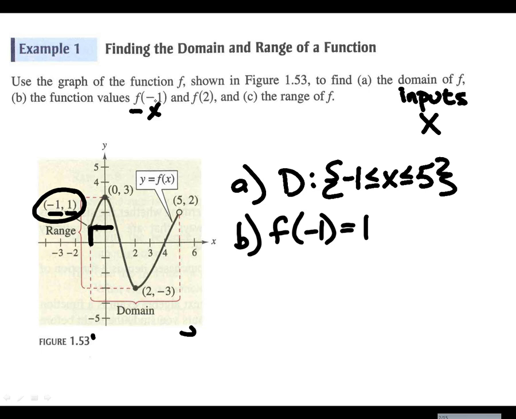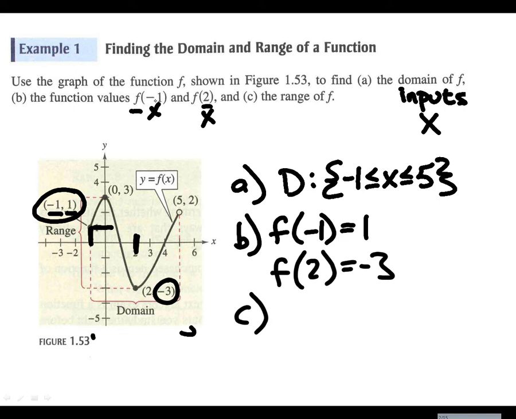We're going to do the same thing here. If x is 2, which is here, if x is 2, then what's our y value? Our y value would be -3. So f of 2 equals -3.